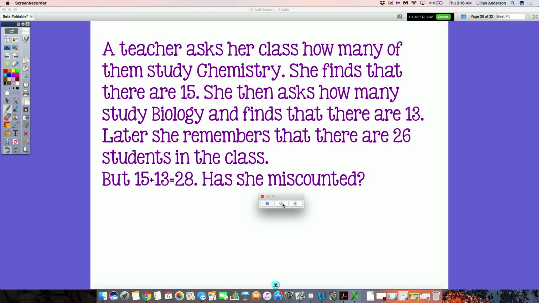So the teacher asks her class how many of them study chemistry. She finds out that there are 15. Then she asks how many of them study biology, and she finds out that there are 13. Okay? Later she remembers that there are actually 26 students in her class, but 15 plus 13 equals 28. Has she miscounted?